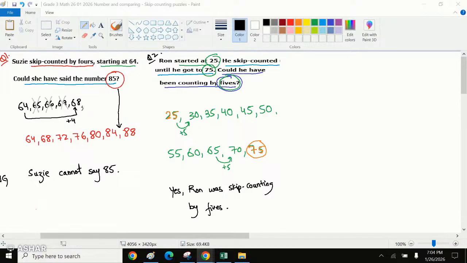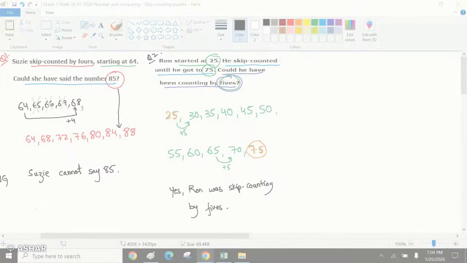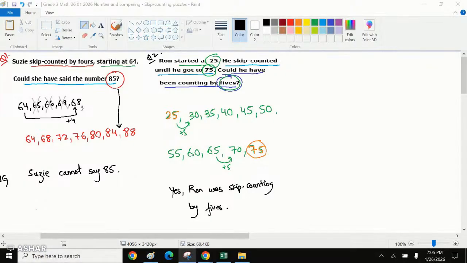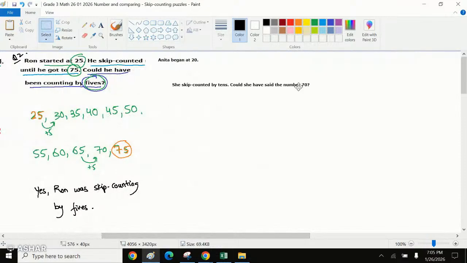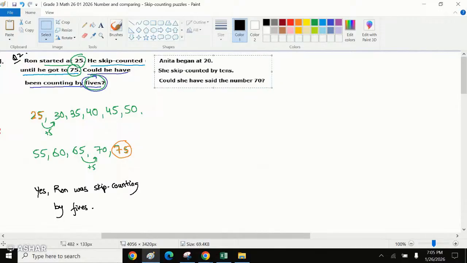Okay, Ligbay, next question. The next question says, Anita began at 20. She skip counted by tens. I'll just paste the question. If Anita started at 20, she counted by tens. If she's counting by tens, can she say the number 70? This is our question number 3.